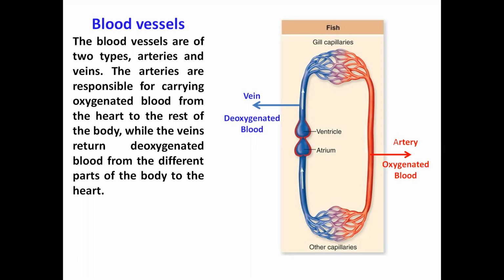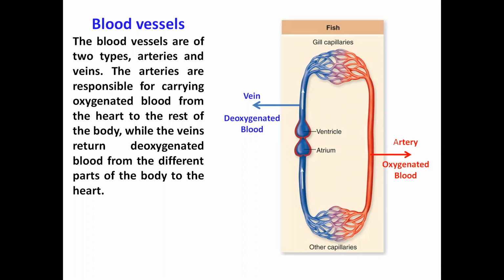Basically there are two types of blood vessels. One is known as arteries and another is known as veins. Now what is the difference between arteries and veins? Ma'am, arteries carry oxygenated blood, and veins carry deoxygenated blood. So arteries are the blood vessels responsible for carrying oxygenated blood from the heart to the rest of the body when we are talking about other vertebrates.